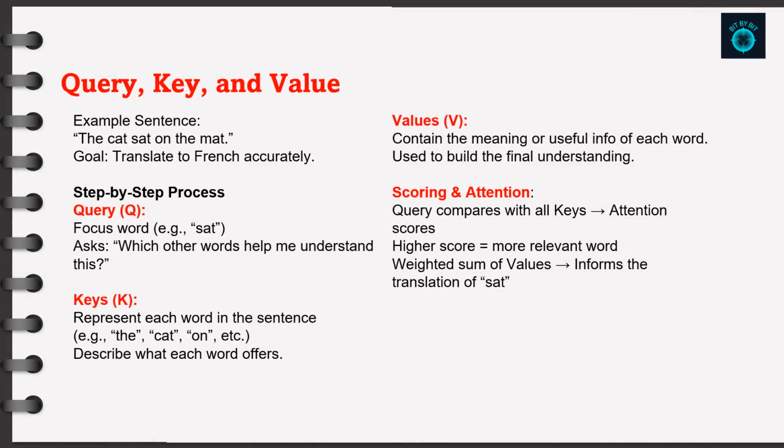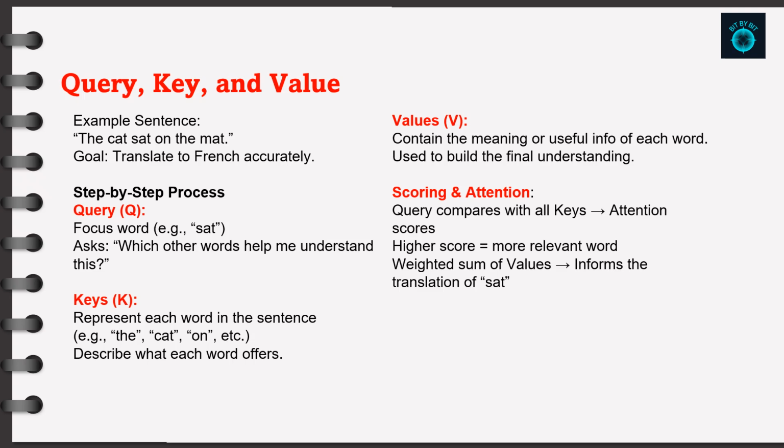First, what are query, key, and value in attention mechanism? Let's say we are building a translation model. The model reads an English sentence like, "The cat sat on the mat," and we want it to translate this into French. When the model is trying to decide how to translate the word sat, it needs to know which other words in the sentence are most important. That's where attention comes in.